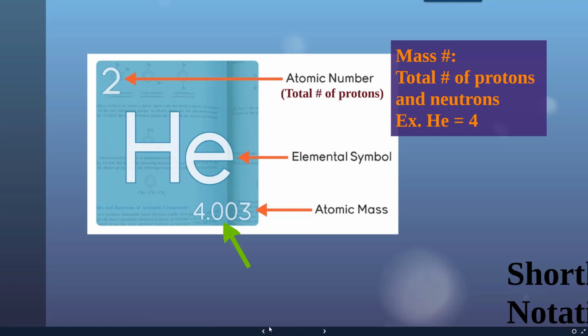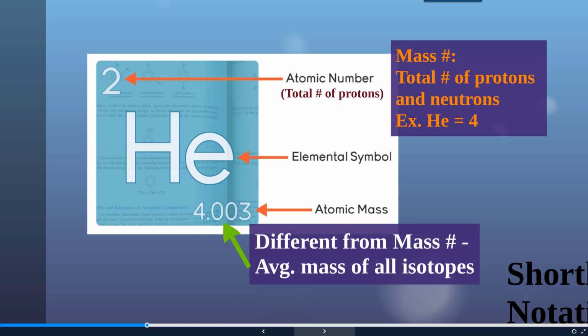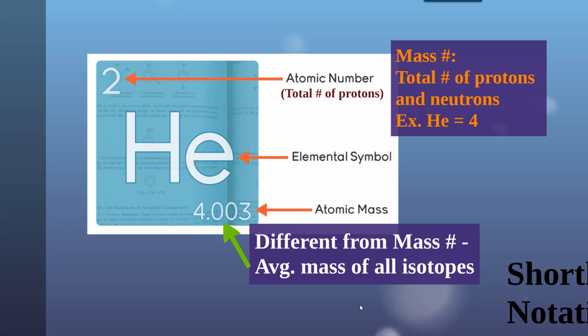However, it's important to note that this atomic mass is going to be different from the mass number because it's the average mass of all of the isotopes. So just keep that in mind. That's why there's a little bit of a variation between the mass number and the atomic mass.